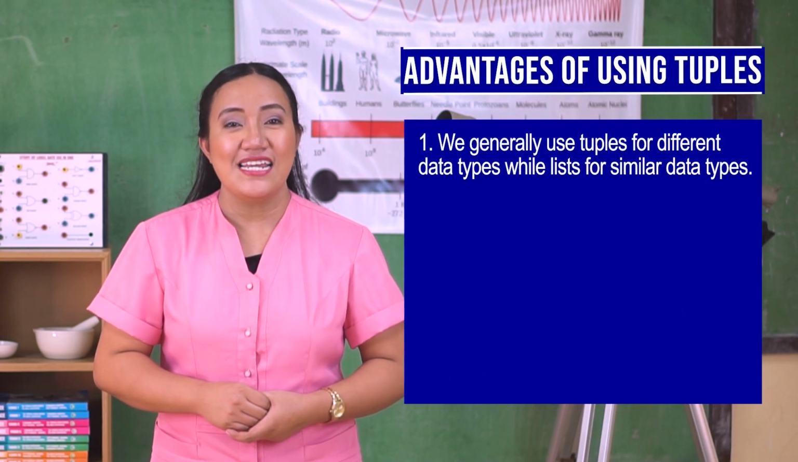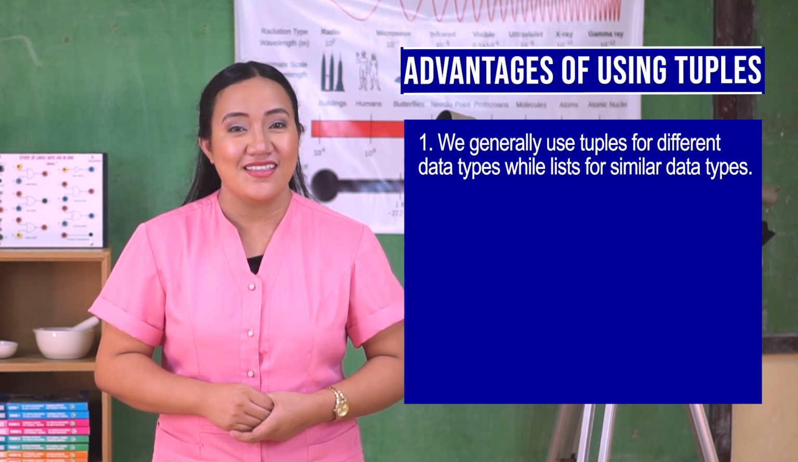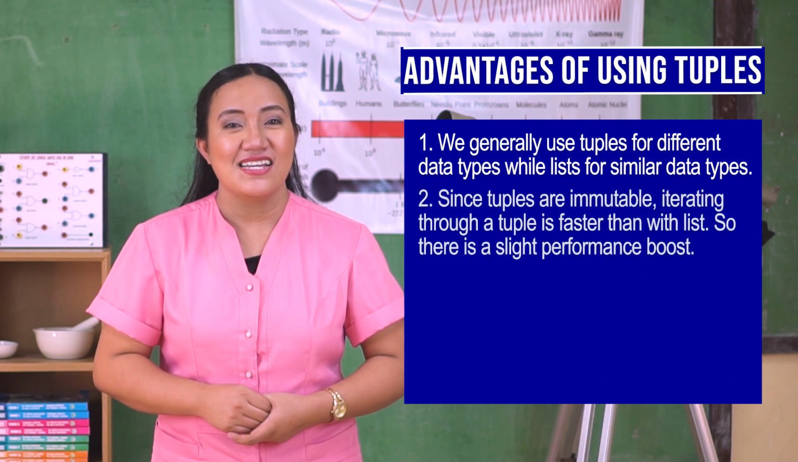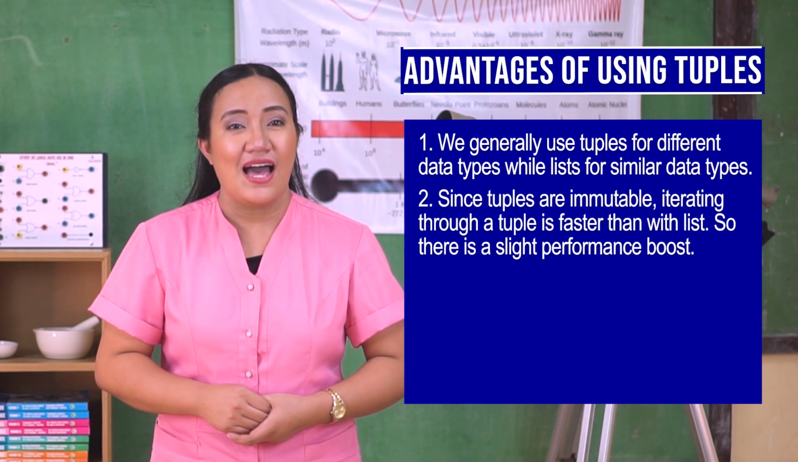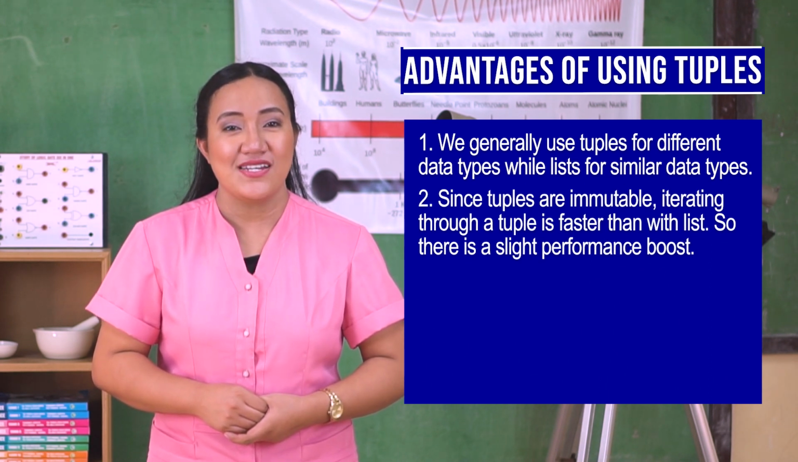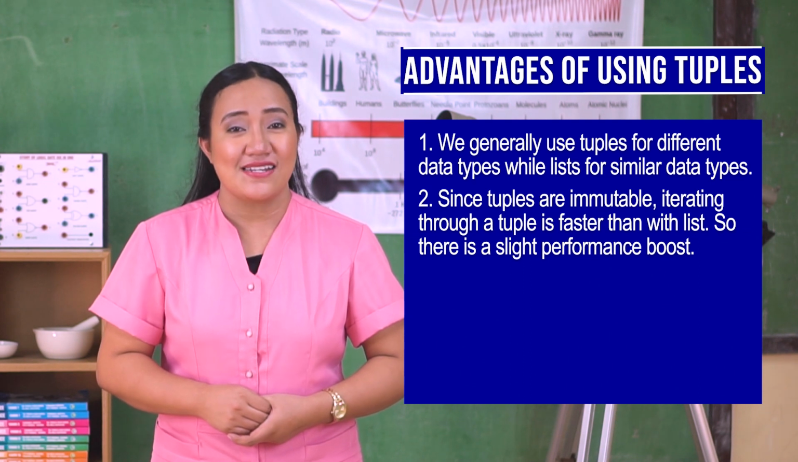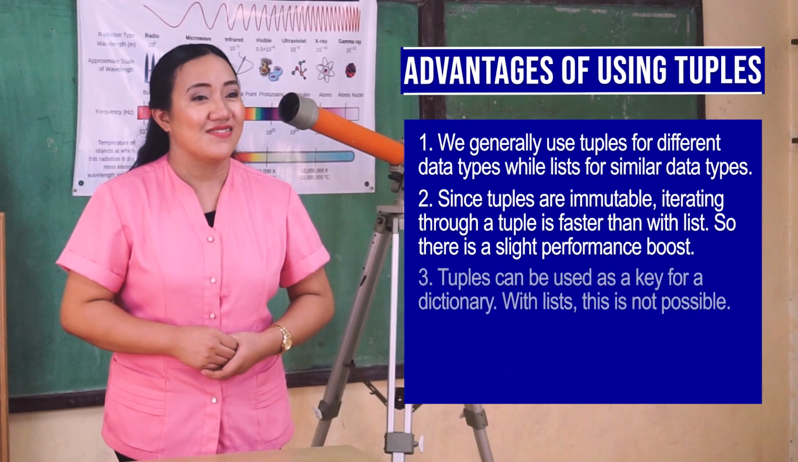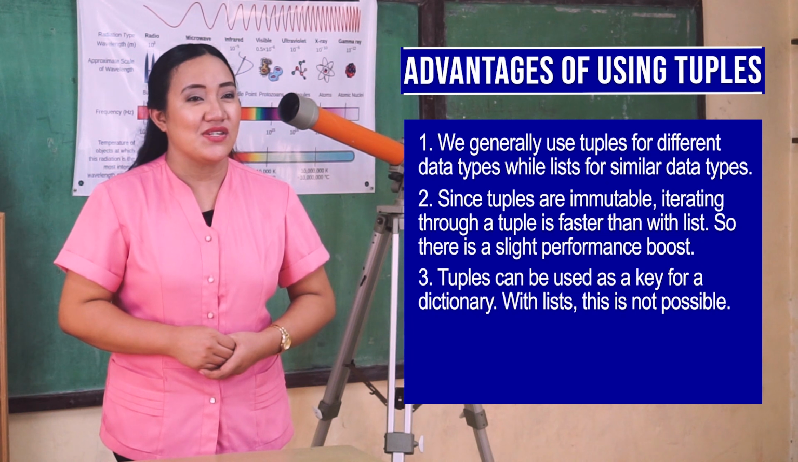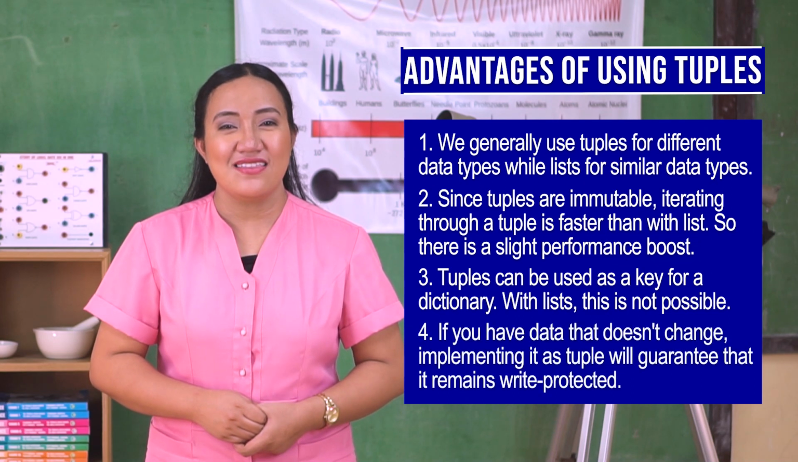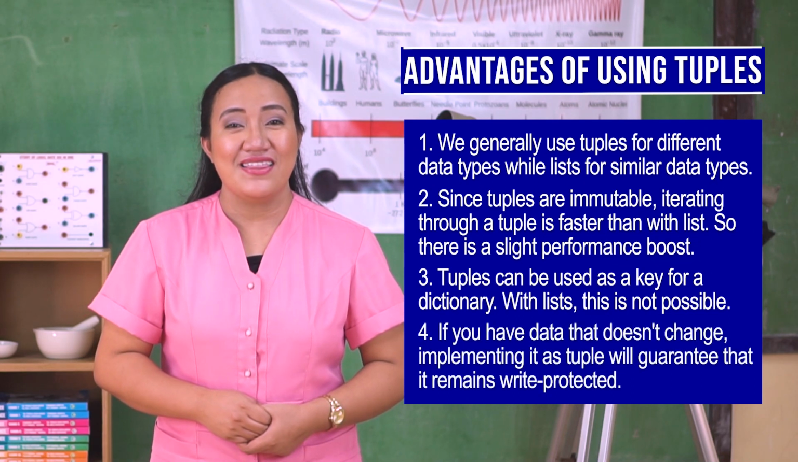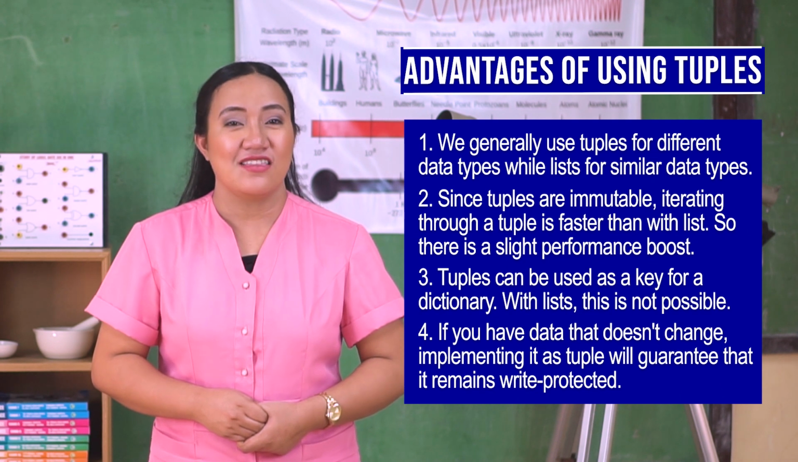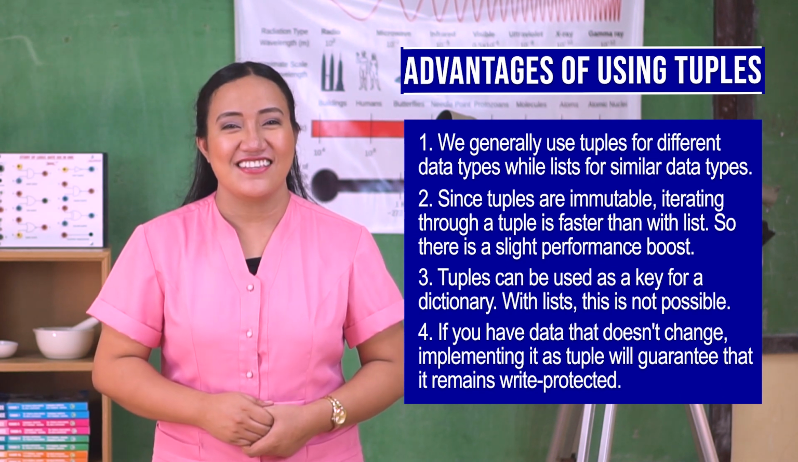First, we generally use tuples for different data types, while lists for similar data types. Second, since tuples are immutable, iterating through a tuple is faster than with lists, so there is a slight performance boost. Third, tuples can be used as a key for a dictionary. With lists, this is not possible. Lastly, if you have data that doesn't change, implementing it as a tuple will guarantee that it remains write protected.